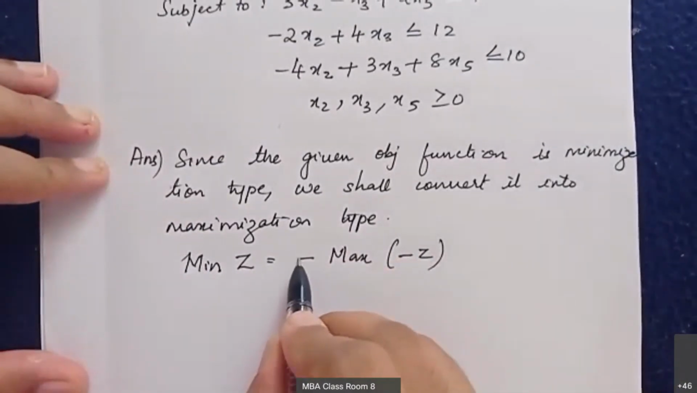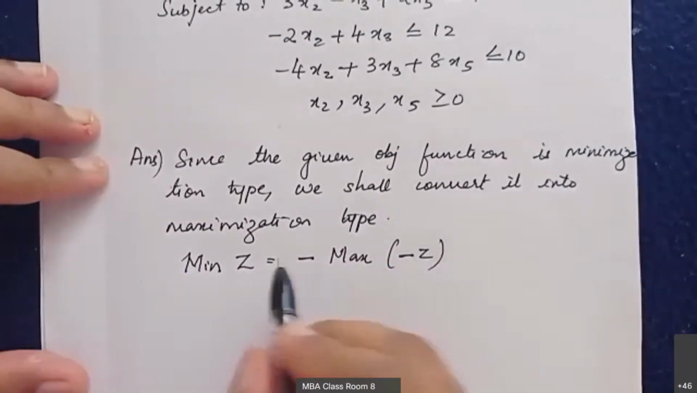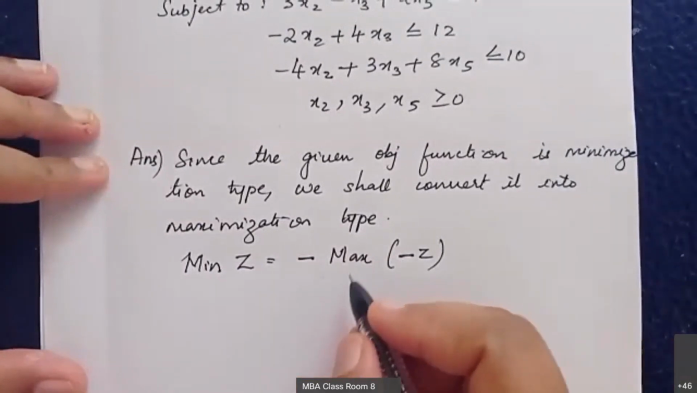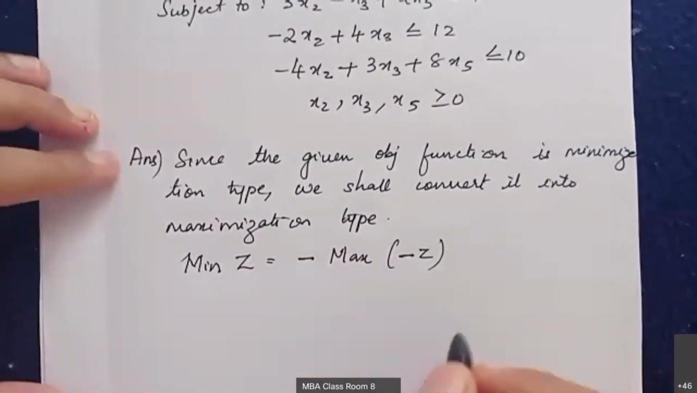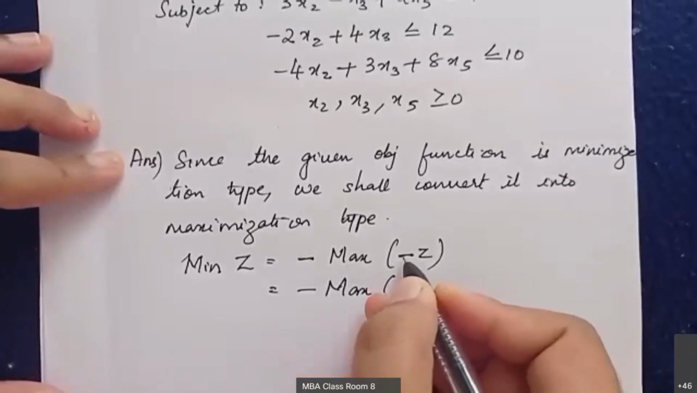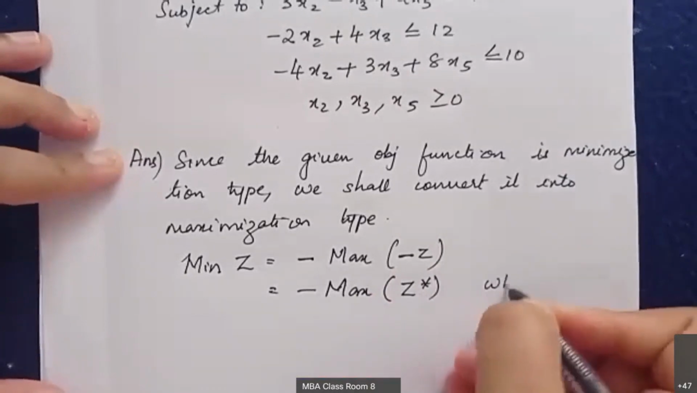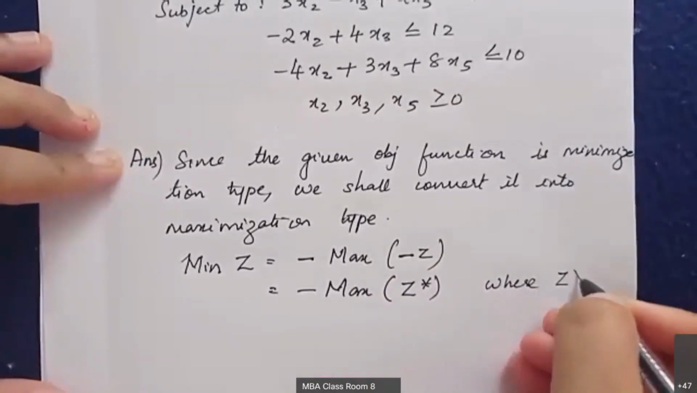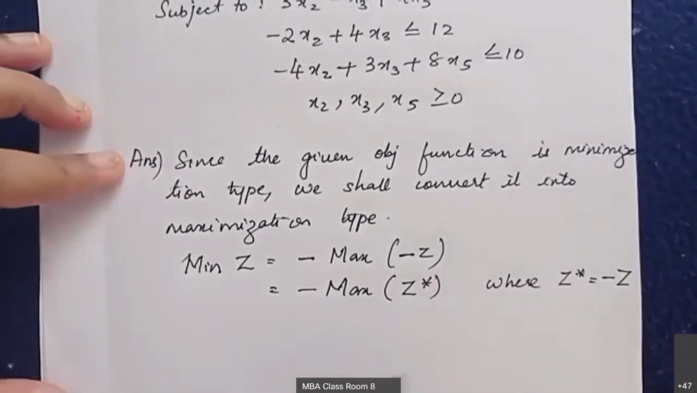See, over here we have introduced one negative. To cancel that out, we have used another negative. So both will cancel out each other. Minus 1 into minus 1 is positive. So in effect, there will be no change. Now I'm writing minus max of, instead of minus of z, I'm just replacing it as z star, where z star is equal to minus z. Now what I'm going to do is, I'm using only this maximum of z star. Only that I'm going to use.